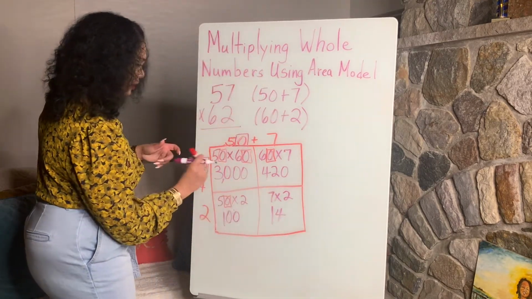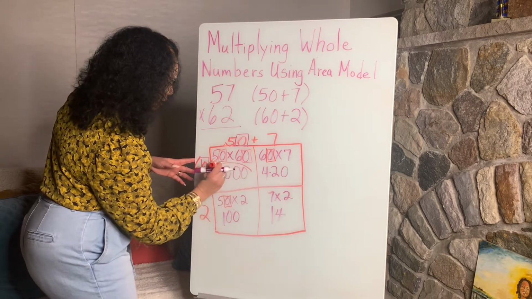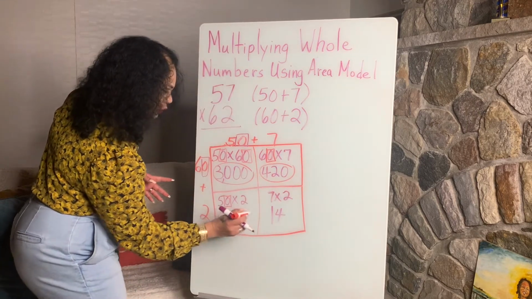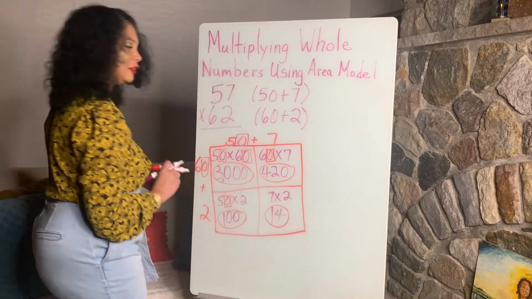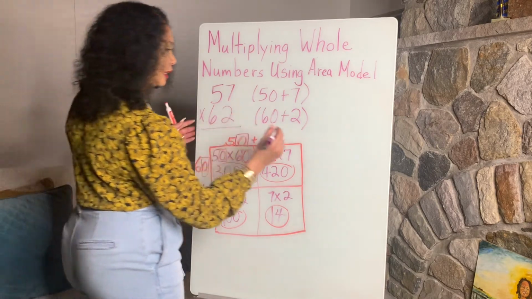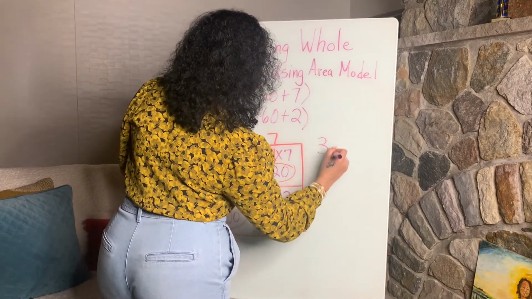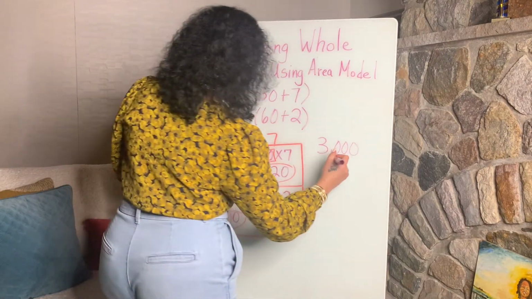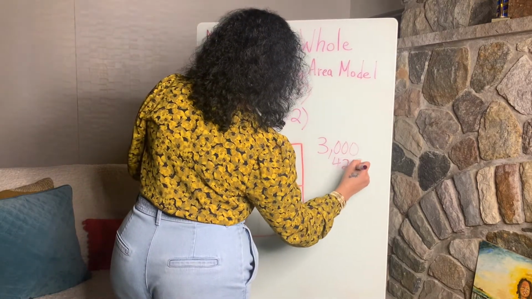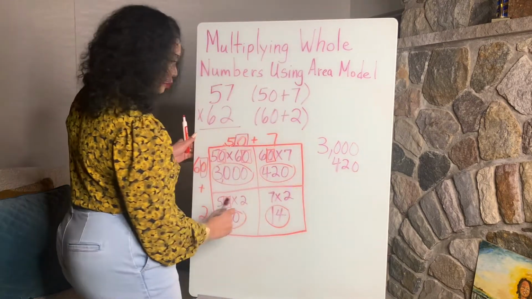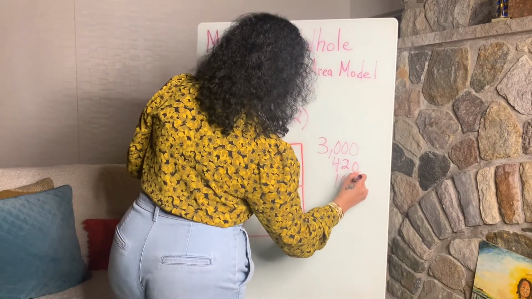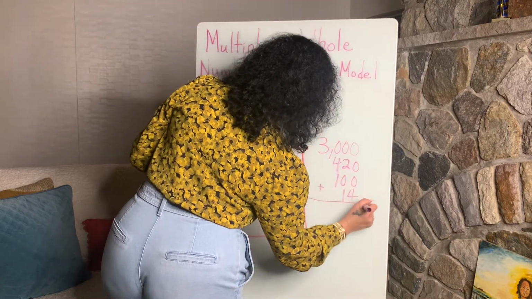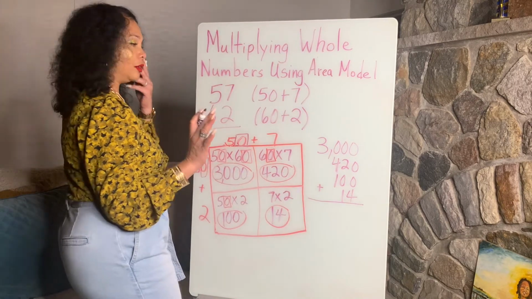So I'm going to take each of these numbers. I'm going to take the 3,000. I'm going to take the 420. I'm going to take the 100. I'm going to take the product of 14 over here. I'm going to add them all together. So 3,000. And I like to start with the largest number on top, plus 420, plus 100, plus 14, and let's add it all together.